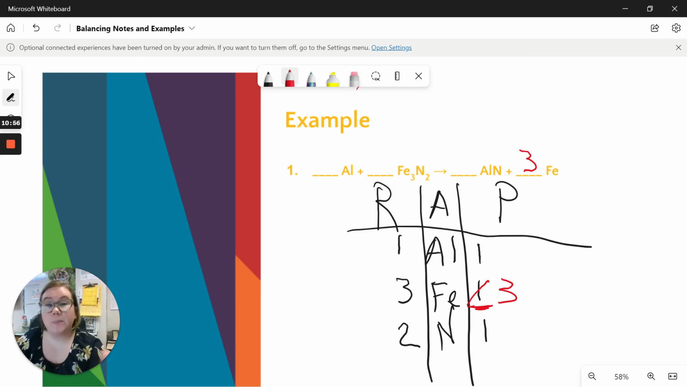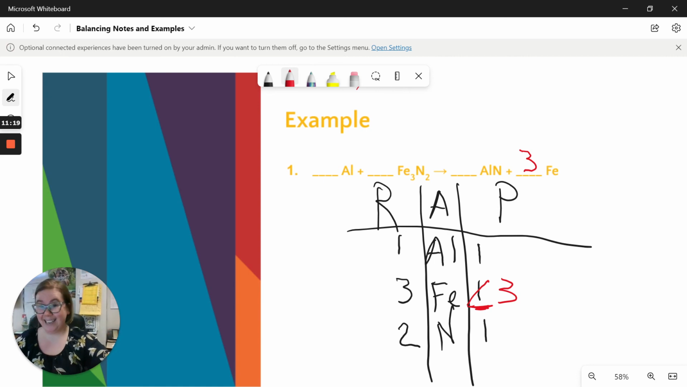All right, so Al is balanced, Fe is balanced. Now that I've put this 3 here, I always want to double check, were there any other elements that big number is going to change? In this case, nope, it just changed the Fe, so that I am good to go. I'm going to go ahead and erase my little underline here if I can. Good to go there, and I'm going to move on to my next element.